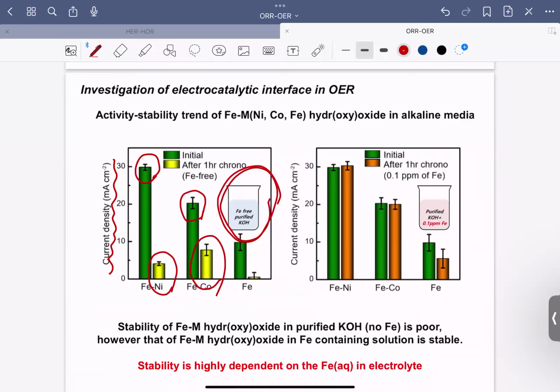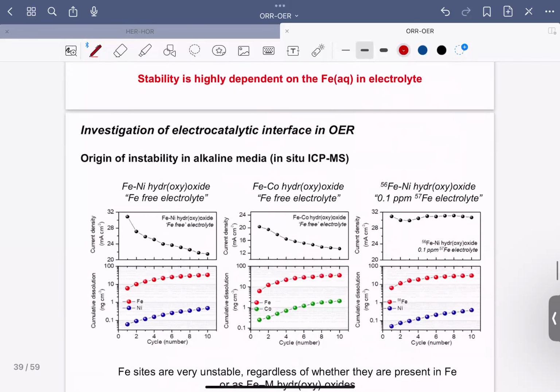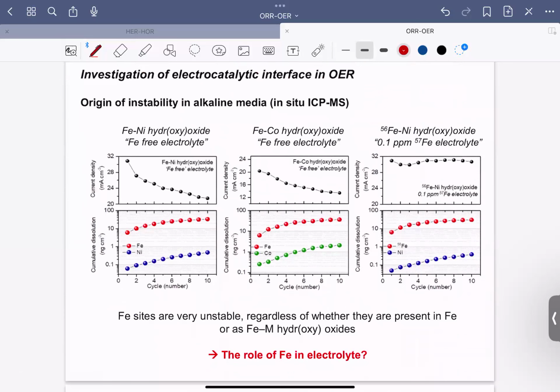So to mimic the previous results that people already gave, I prepared a 0.1 ppm iron dissolved electrolyte after purification of the potassium hydroxide, since I would like to control the amount of iron during water electrolysis. And I can also mimic the result people already observed for almost 10 years, that there is no activity decay during 1 hour, right? And the remaining question is which atoms can be dissolved during the reaction, right?